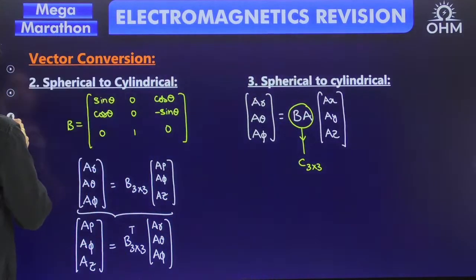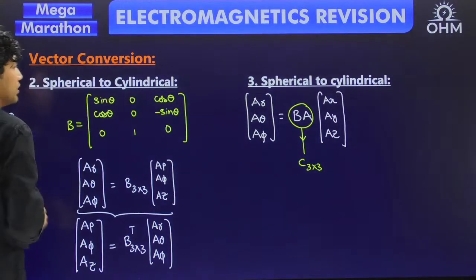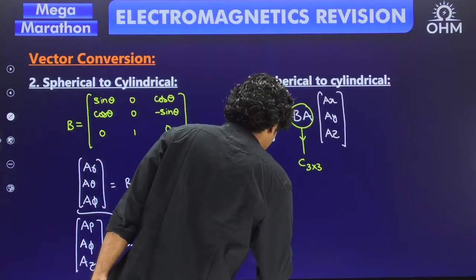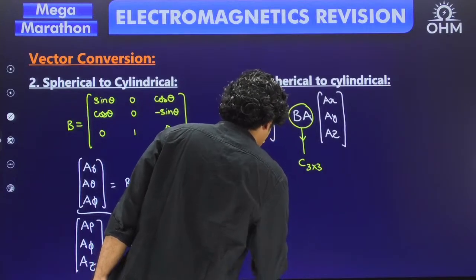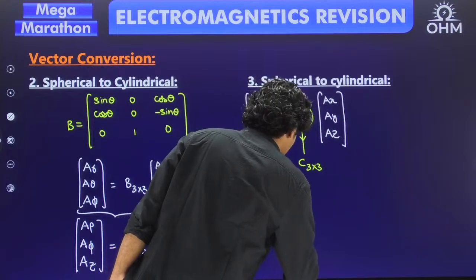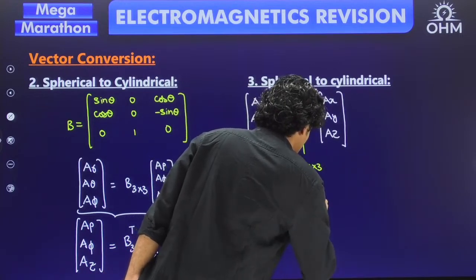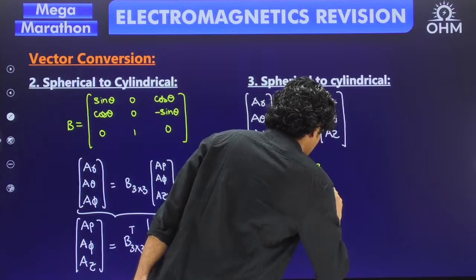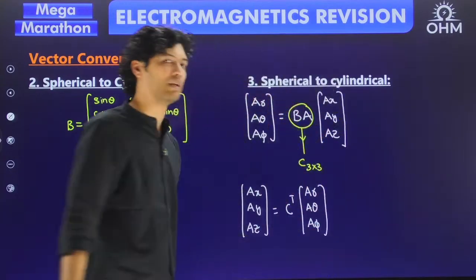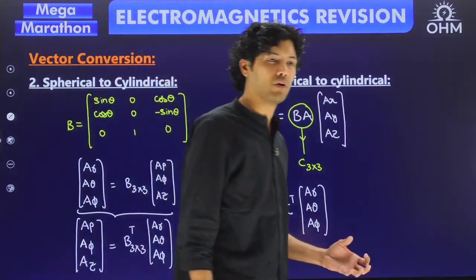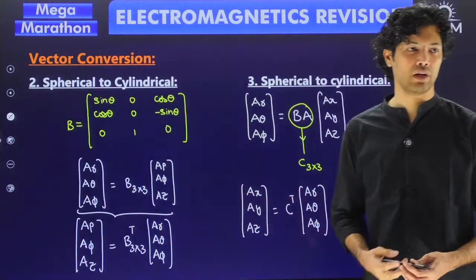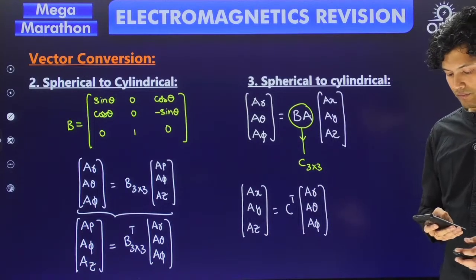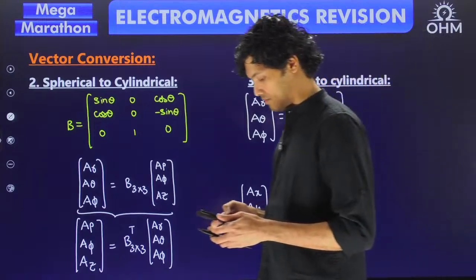And accordingly, if you want the reverse conversion, that is if you want Ax, Ay, Az, this would become equal to the matrix C transpose times AR, A theta, A phi. Very rarely will you be using this formula in the GATE exam or other exams also, because these kinds of questions are not easy. They will definitely take a lot of time, so you don't see these questions mainly in the GATE exam.